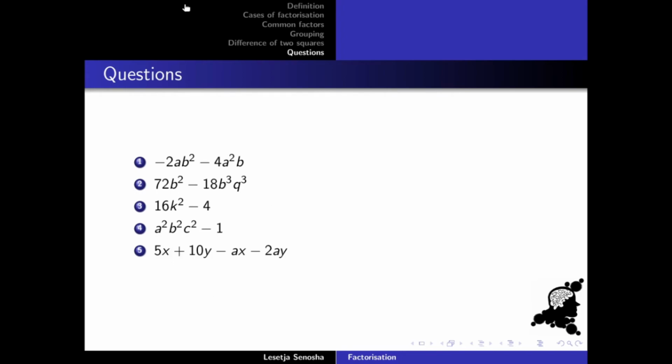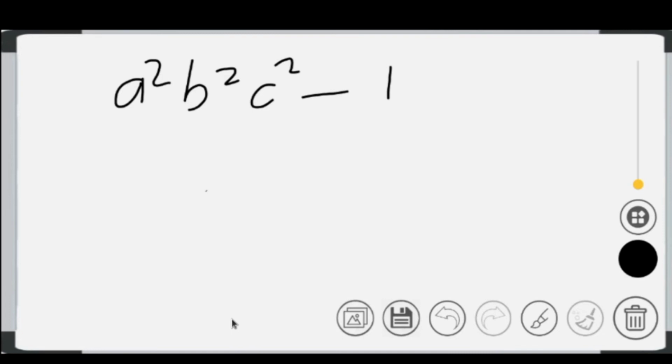Let's go to the next one and solve it. So our next one is this one. So let's now solve this one. I hope you tried it, but let's go ahead and try solving it. As you can see, this is the same as the previous one. It's still the difference of two squares.